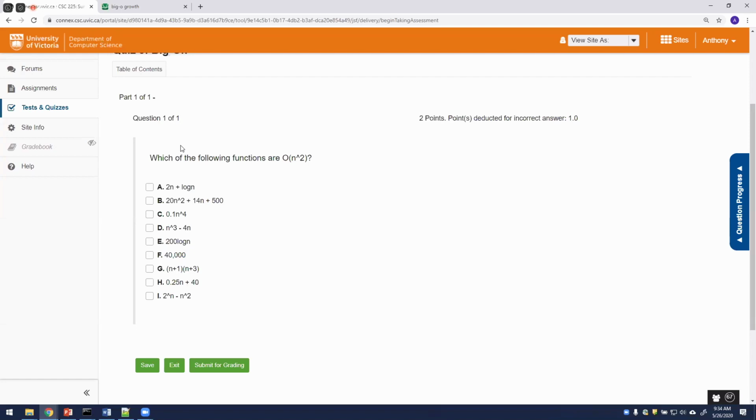Big O is just saying that it's definitely less than or equal to this, but it can be a lot less. It can be much less than it. It doesn't have to be. It doesn't have to only be equal to it.